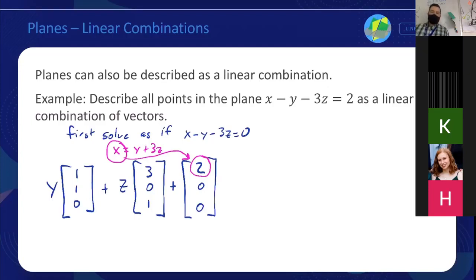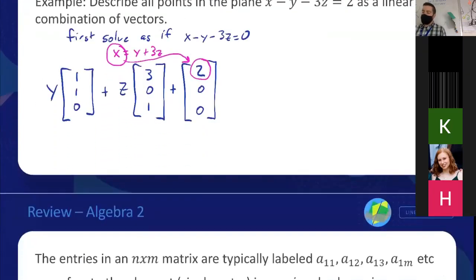Again, we're not really going to solve anything with this at this point. You're just trying to picture this idea of expressing things as linear combinations, because later that'll come into play in a bigger way.